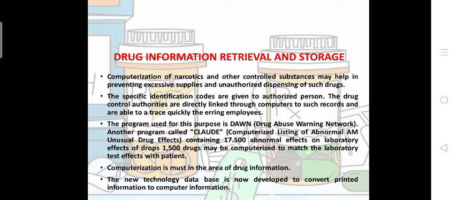then drug information and retrieval storage. Since you know you need to retrieve the data, and you need to store it, and you need to retrieve the data whenever it is required.